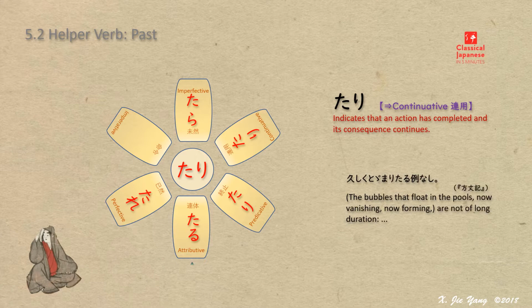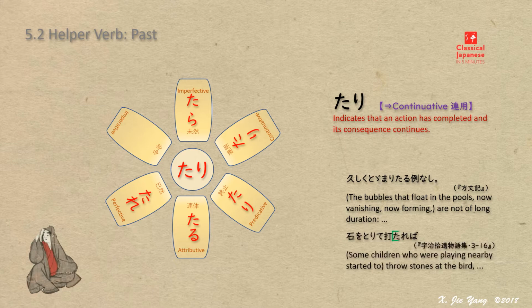Last, tari indicates that action has completed and its consequence continues. 久しくとどまりたる試しなし。長らく元のところにとどまったようなことはない。Here, たる is connected to the continuative form of とどまる in its attributive form to work with the noun. 石を取りで打ちたれば。石を取って投げたので。たれ, the perfective form of たり, follows 打ち, the continuative form of 打つ.